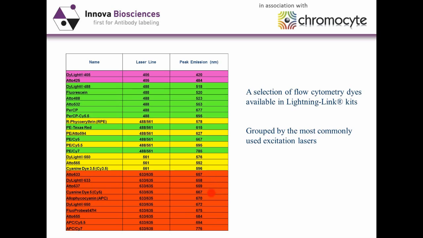There are, within the Innova range, a number of other dyes which are suitable for use for people who want to use slightly different laser lines or want to design their experiments slightly differently. You'll notice that the Innova range includes some very traditional colors such as fluorescein, which many people will be familiar with, phycoerythrin as well. Also, very importantly, these tandem dyes, which provide you with very, very large Stokes shifts and high wavelength peak emissions. And the wide range of dyes that are available means you have a wide choice for developing your multicolor flow cytometry experiments.